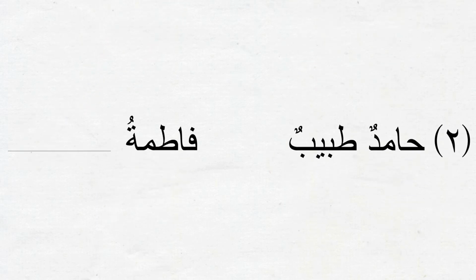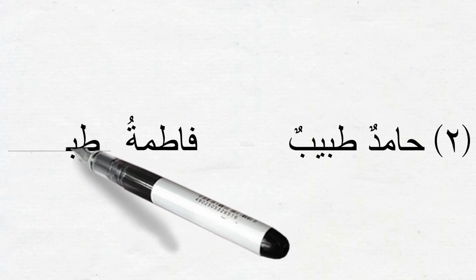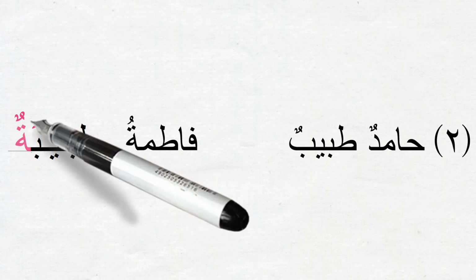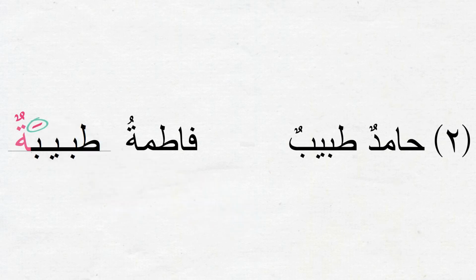In the second line, we have Hamidun tabibun. Hamid is a doctor. What should we use then for Fatimatu? We should use tabibatun. So the sentence will be Fatimatu tabibatun. Fatima is a doctor. Notice tabibatun, besides the muannath form getting the ta marbuta, the vowel sign of the letter ba before the ta marbuta changes to fatha. So tabibun has changed to tabibatun.